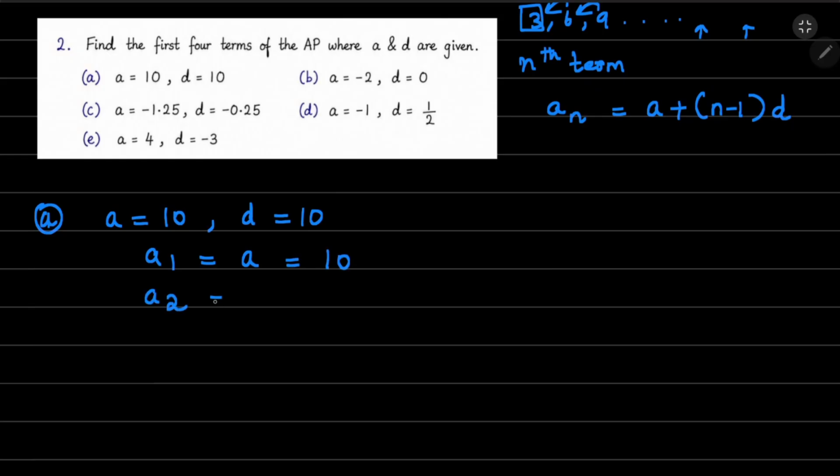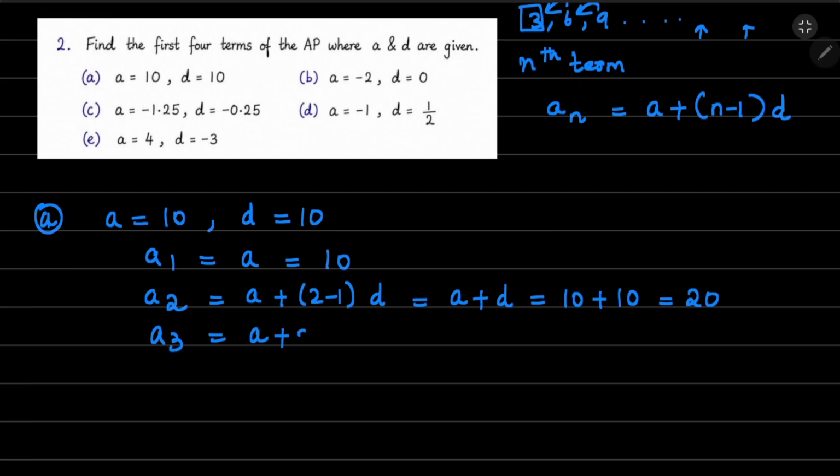What is your second term? It will be A plus N minus 1 into D, or I can simply write A plus 2 minus 1, that is 1 into D, which is 10 plus 10, that is 20. This is my second term. What is my third term? I'm going to write it directly: A plus 3 minus 1, that is 2D. So A is 10 plus 2 into D, again 10, which is 10 plus 20, that is 30.